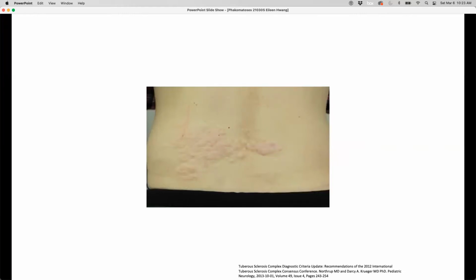And what is the condition in which this is most commonly found or most associated with? Yep, tuberous sclerosis. If you really want to get into it, apparently it's present in some of the other syndromes, but let's not get into it.